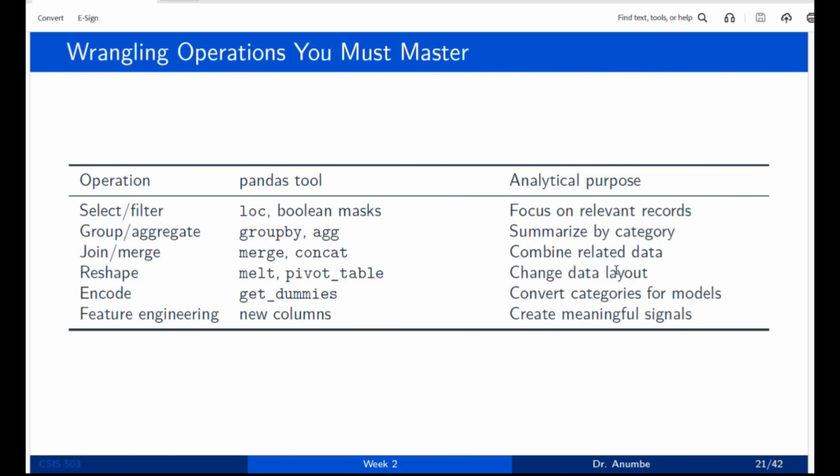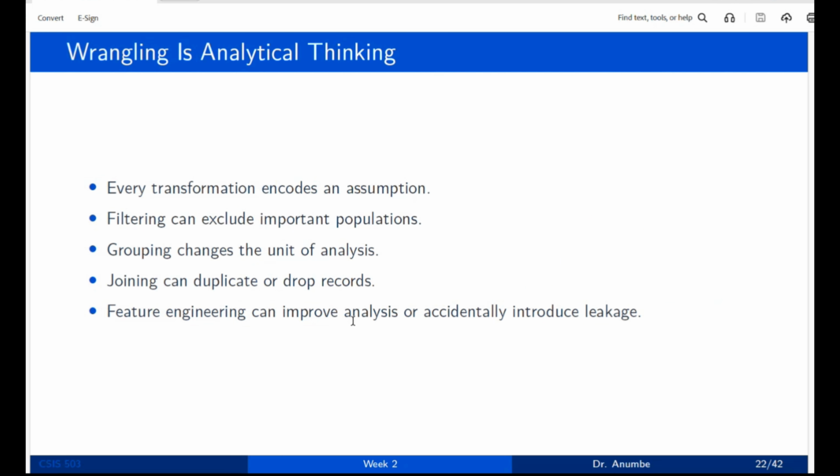You can also use Pandas tools like join, merge, or concatenate to combine related data. You can reshape, melt, or use pivot table, which are tools to change data layout, how it's organized. You can encode, using Pandas tools like get_dummies to convert categories for models, and then feature engineering, create new columns, create meaningful signal. That's what new columns do.